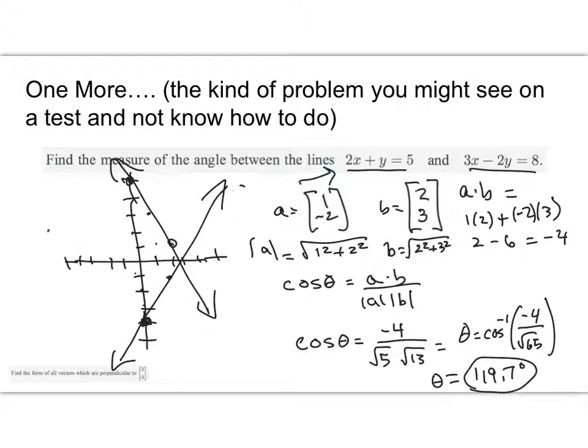This angle here clearly goes with this angle here, and we still have one angle here to consider. To find that angle, I simply use 180 minus 119.7, and that's going to give me an angle of 60.3. So those are the two angles between those two lines.